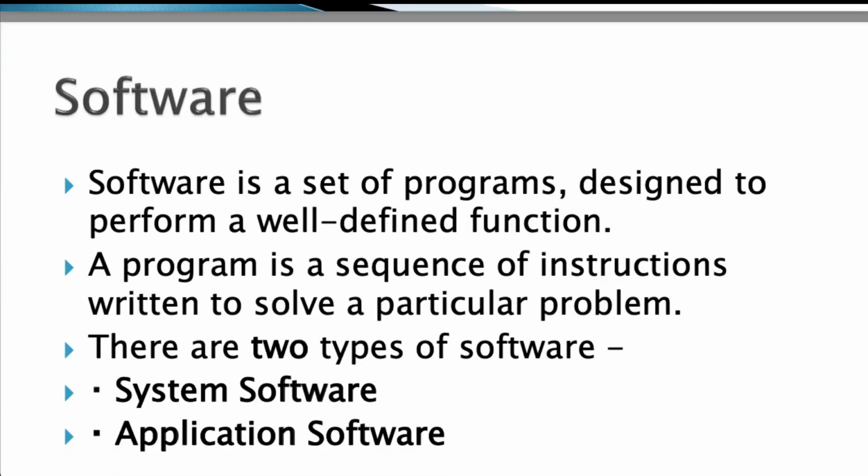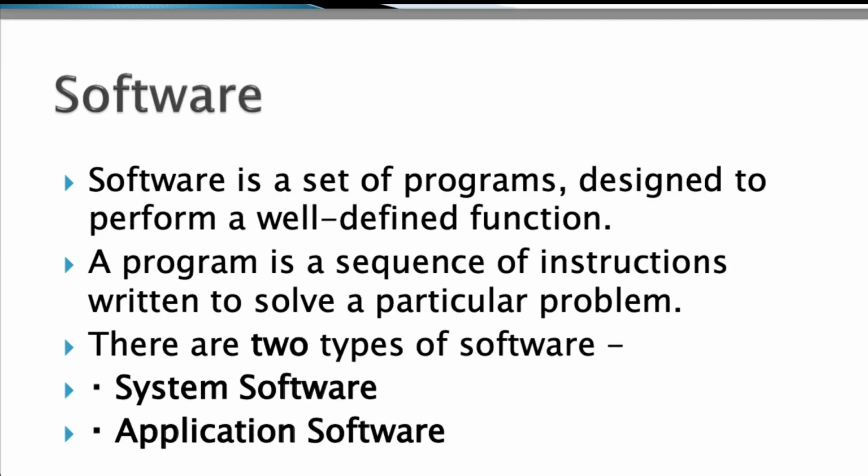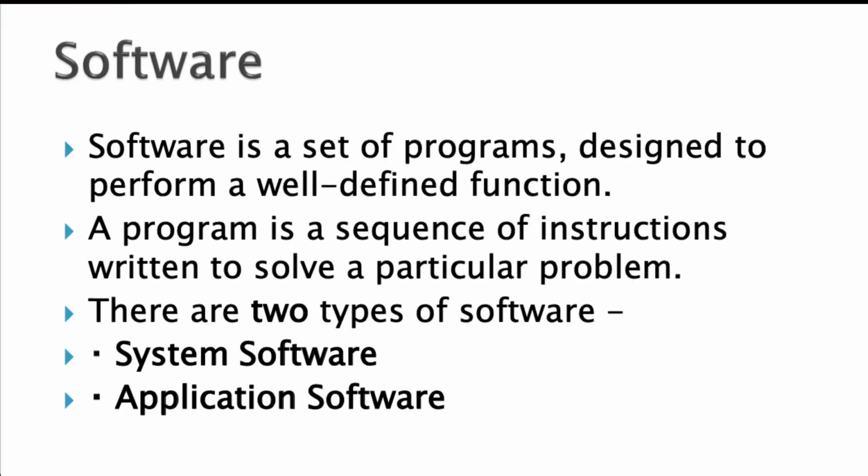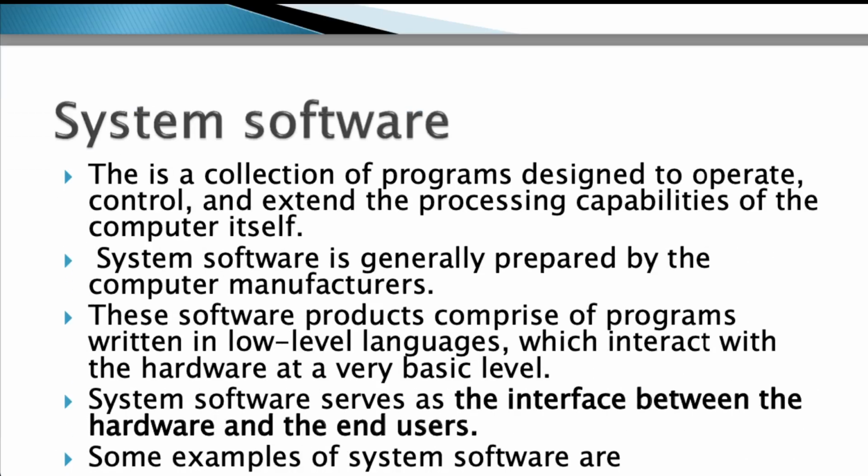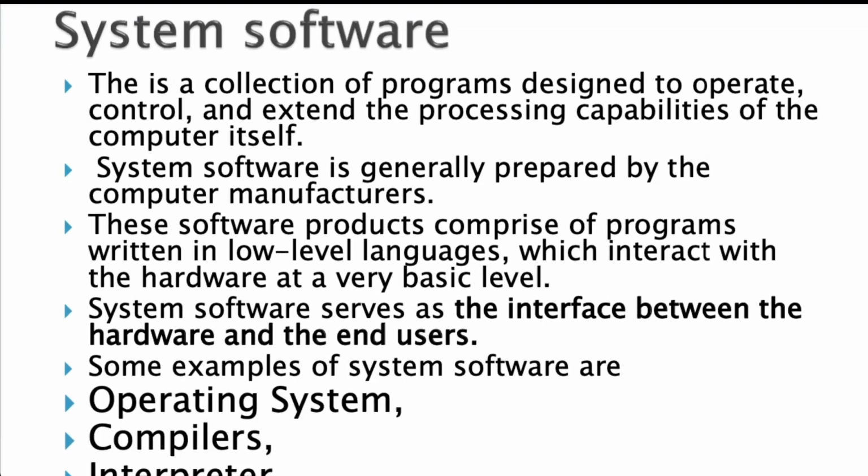Software is nothing but a set of instructions basically written to perform a well-defined function. So it's nothing but a sequence of instructions to solve a given problem. So typically software is divided into 2 types, system software and application software. If you talk of system software, a system software is nothing but a collection of programs that basically help the hardware to do its job.